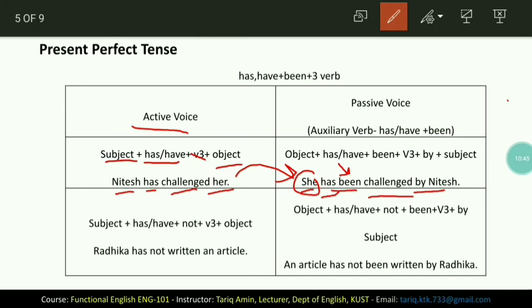The negative sentence is the same. We just put not after the helping verb has or have. Then we put the third form of the verb plus the object. Similarly, in the passive voice we put not after has, and we add been. We add been plus the third form of the verb plus Radhika. So in passive voice sentences, we add been.